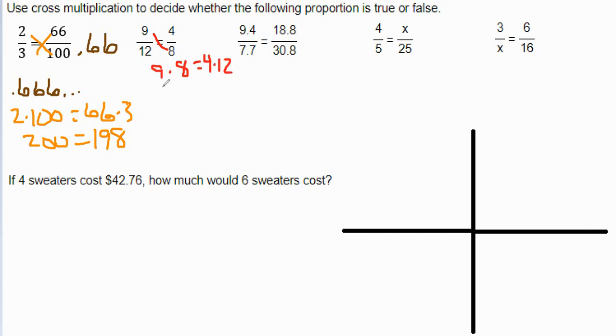And this is all we have to do, is check this. 9 times 8 is 72. 4 times 12 is 48, so that's clearly not equal. So we'll cross that one out as well. Give that one a universal frowny face. So neither of the first two are proportional.